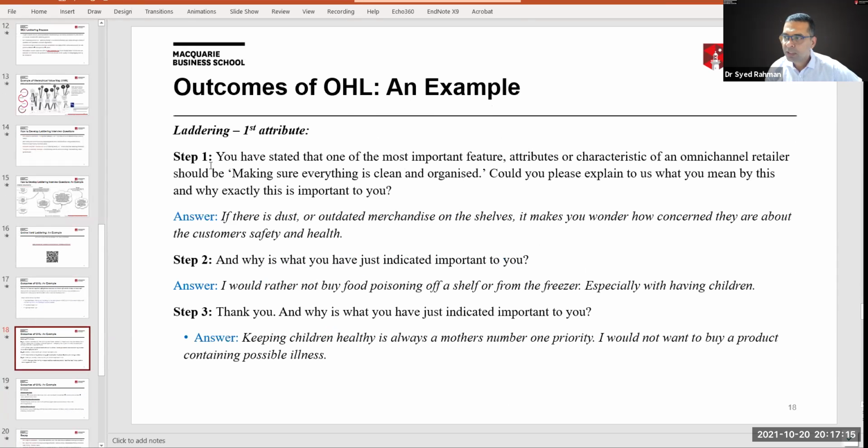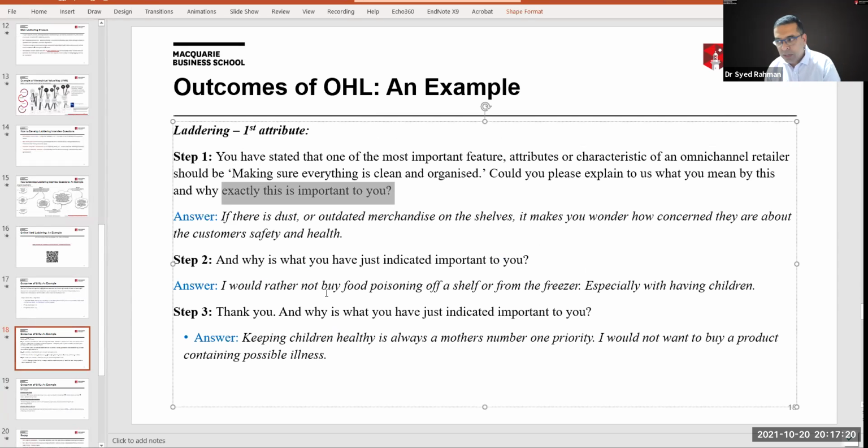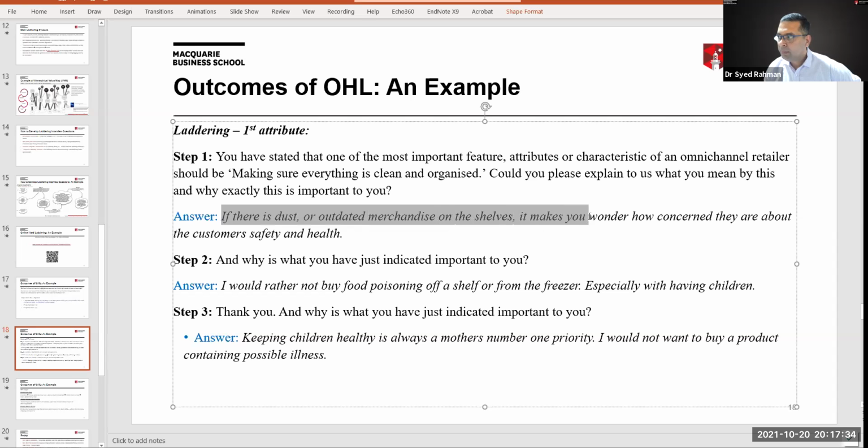So we ask the question, remember, why is it important to you? Then we ask it again, and then we ask it again. So let's see what this respondent has said. If there is dust or outdated merchandise on the shelf, it makes you wonder how concerned they are about customer safety and health. So obviously that is their functional benefit, their health, their safety. So it makes them concerned.